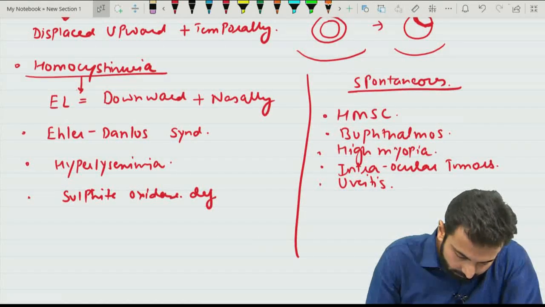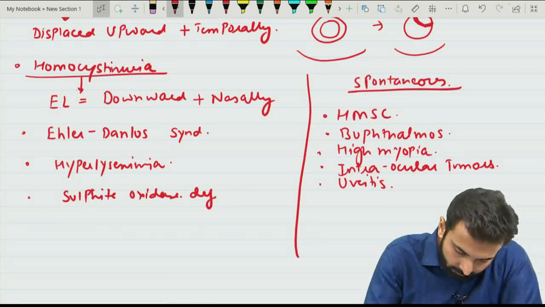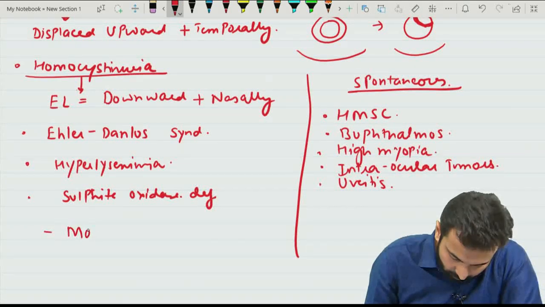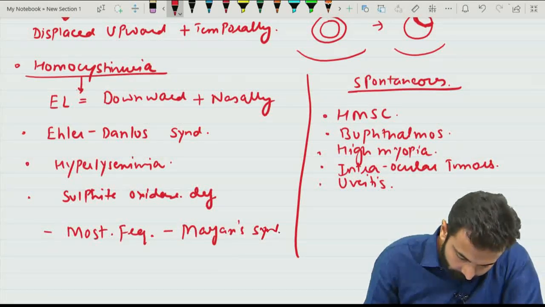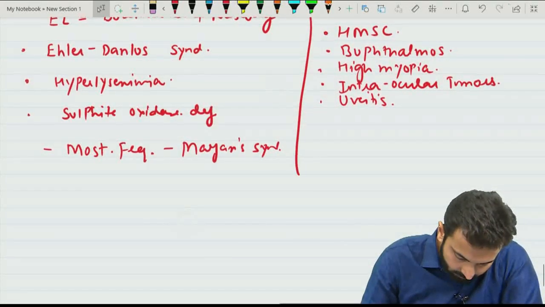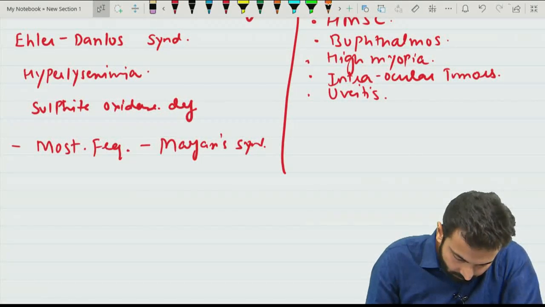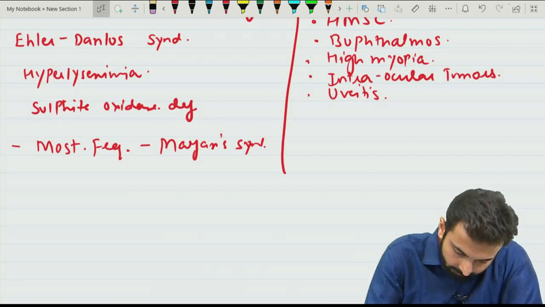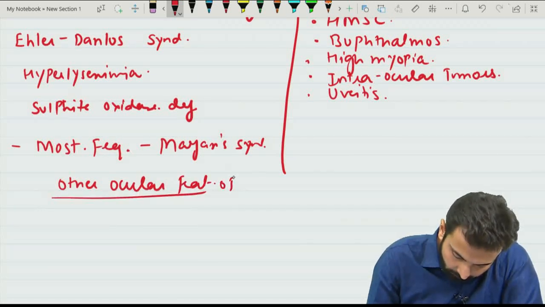Out of all the causes, the most frequent cause of heritable ectopia lentis, remember, is Marfan syndrome, right? So write down the other features of Marfan syndrome, other ocular features of Marfan syndrome.